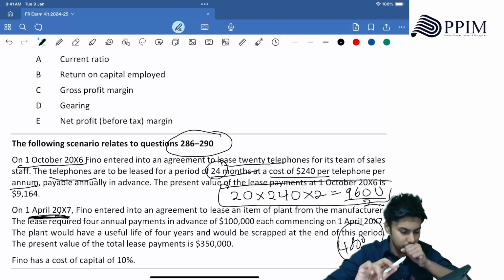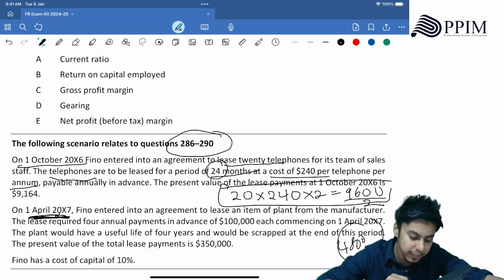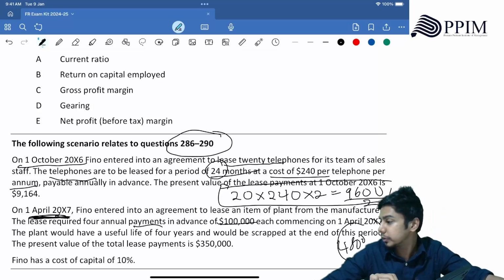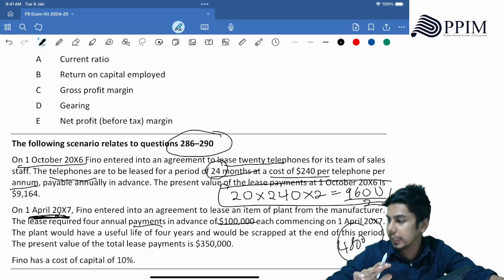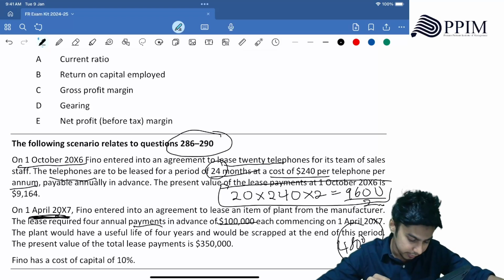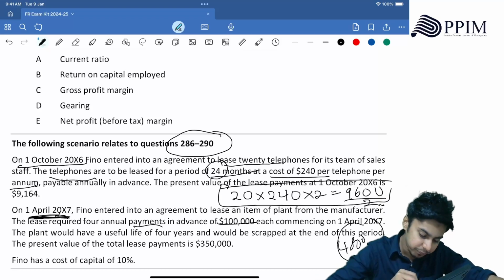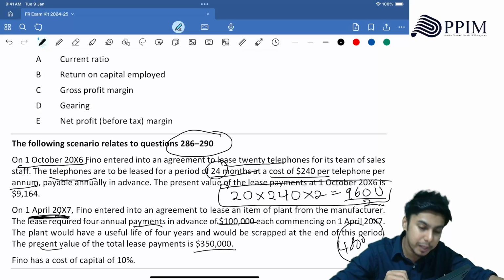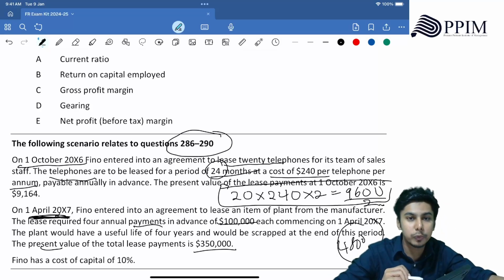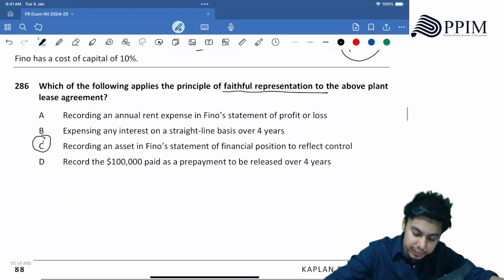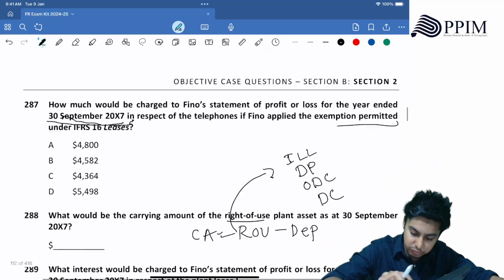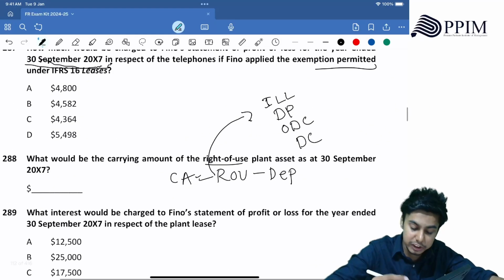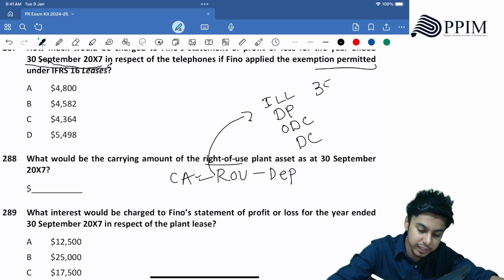Anyway, coming back to this one. Annual payment of 100,000 is the installment. Installment does not come for ROU. It would be scrapped. The present value of the lease payment is 350. Present value is what we call the initial lease liability. So let me mark this here, initial lease liability 350,000.